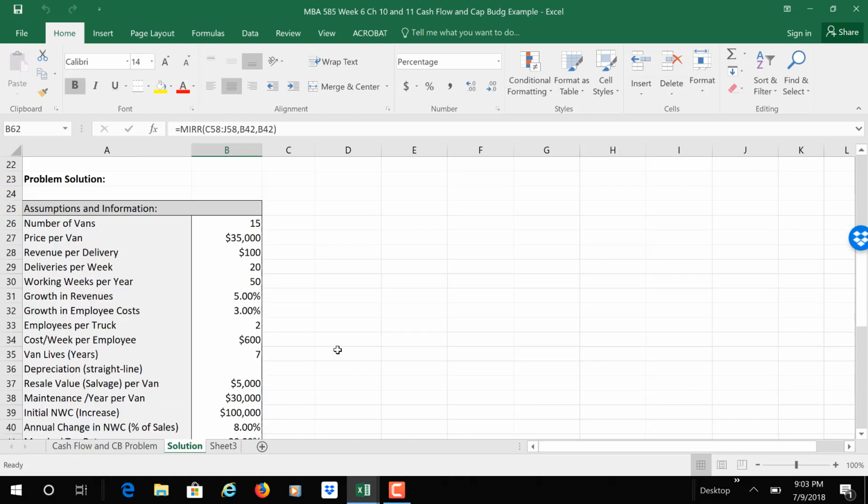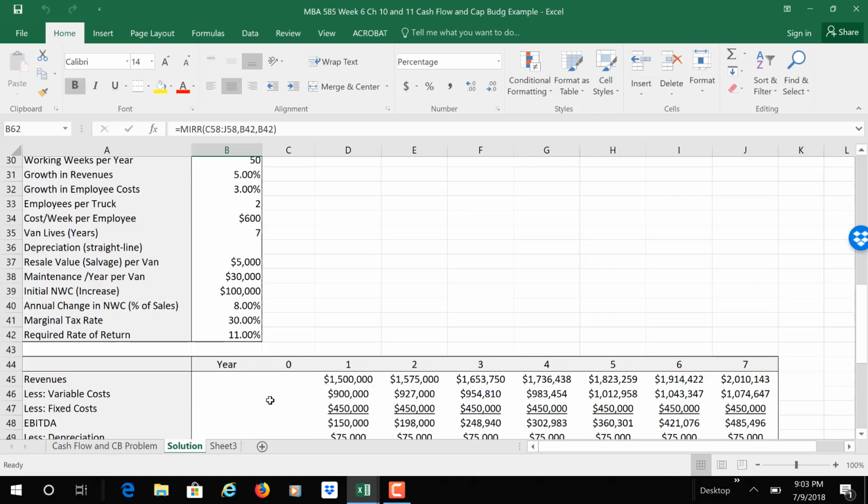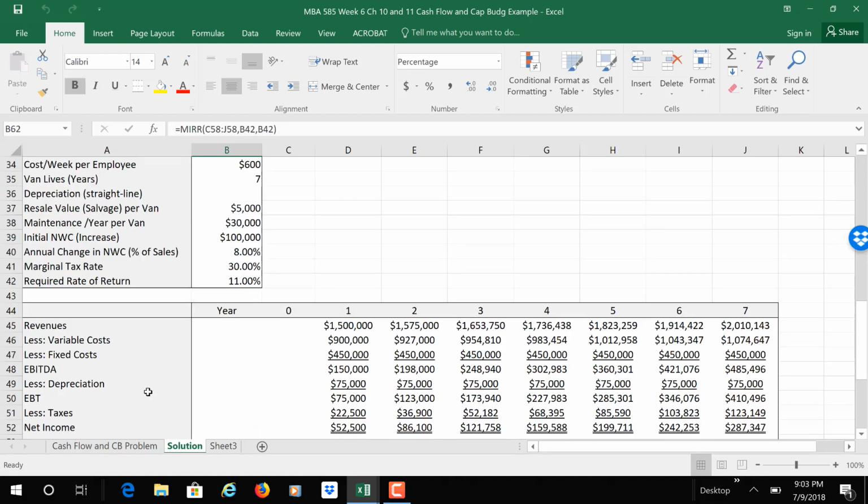Fixed costs are listed as $450,000. The fixed costs are the maintenance on the vans each year. There's $30,000 in maintenance per van per year. That's $450,000. Earnings before interest, taxes, depreciation, etc. is $150,000. That's the $1.5 million less our two expenses, our variable and fixed expenses. Depreciation, we're using straight line depreciation, $75,000 per year.